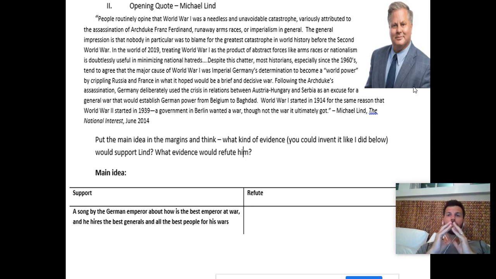But despite this chatter, most historians, especially since the 1960s, tend to agree that the major cause of World War I was Imperial Germany's determination to become a world power by crippling Russia and France in what it hoped would be a brief and decisive war. Following the Archduke's assassination, Germany deliberately used the crisis in relations between Austria-Hungary and Serbia as an excuse for a general war that would establish German power from Belgium to Baghdad. World War I started in 1914 for the same reason that World War II started in 1939. A government in Berlin wanted a war, though not the war it ultimately got.